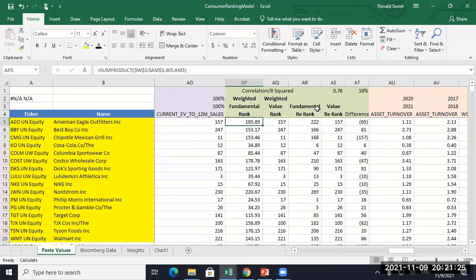So my value rank and my fundamental rank. And what I do is I'll re-rank the fundamentals. Because here's the company, Philip Morris. So who's saying Philip Morris? Is that you, Aaron? Or wait, someone here?